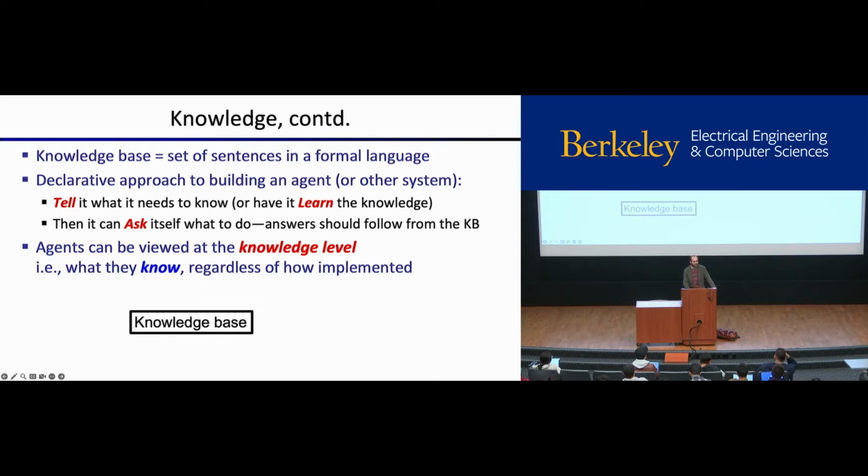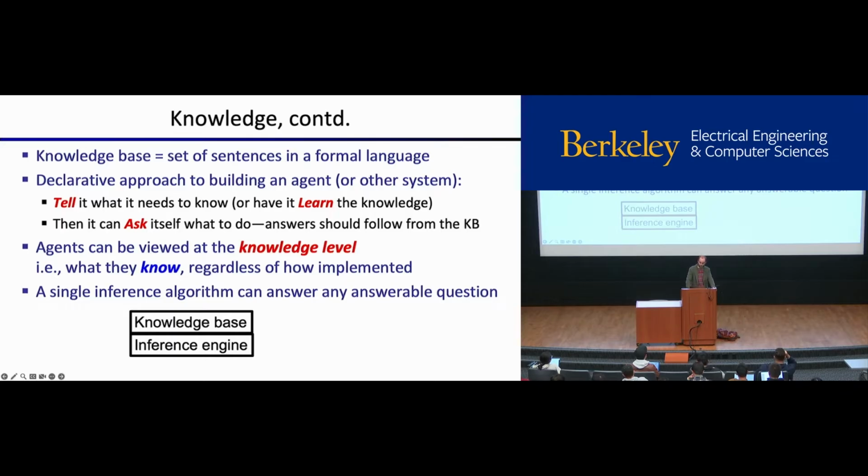So these agents can be viewed at the knowledge level, what they know, regardless of how they're implemented, which will allow us to write very general code and then apply it to the setting of an agent in a Pacworld. A single inference algorithm can answer any answerable question from this knowledge base, and it's a very general algorithm.